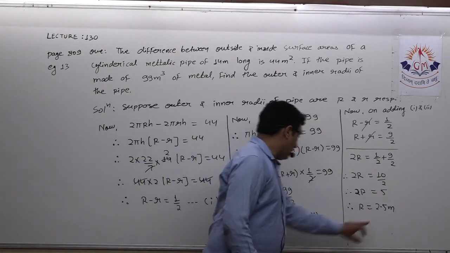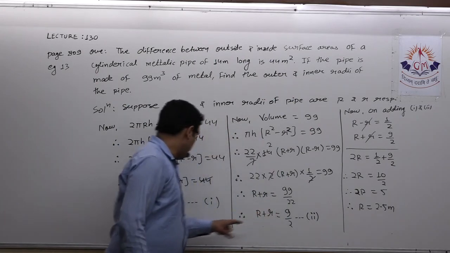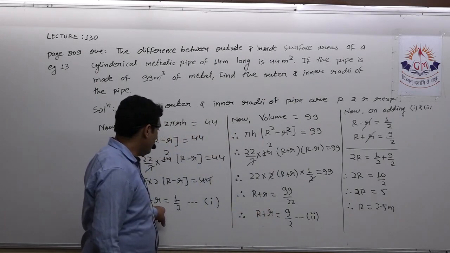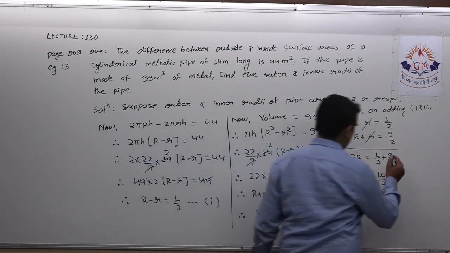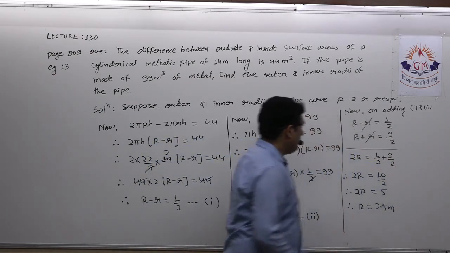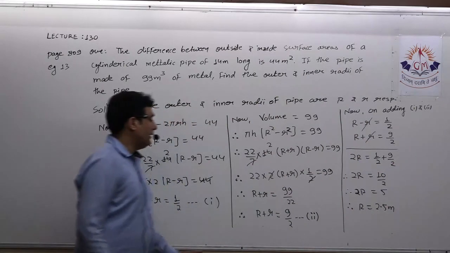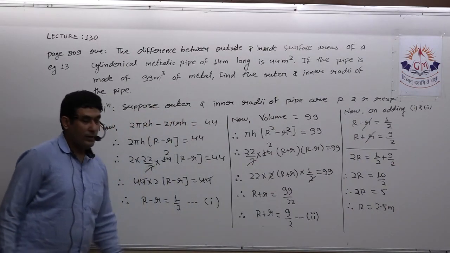Now if I put capital R equal to 2.5 in equation number 1 or 2, I will get the value of small r. Okay, so note it down up to this point, then we'll see how to get the value of small r.